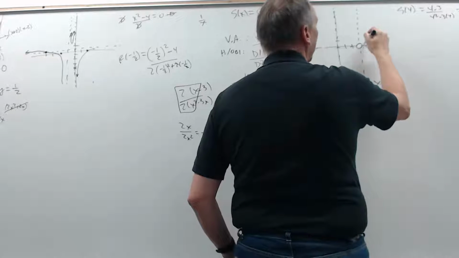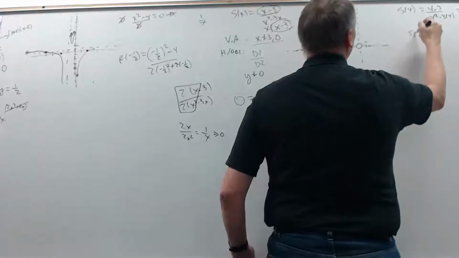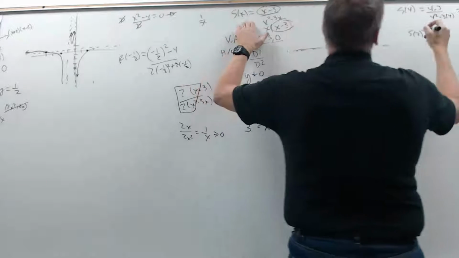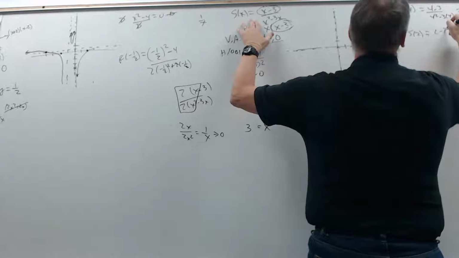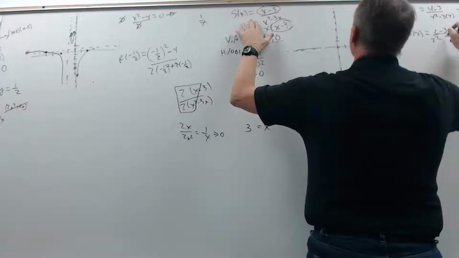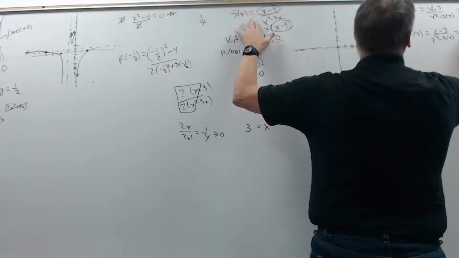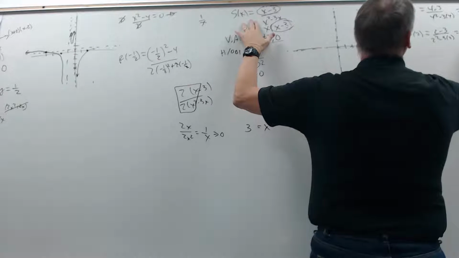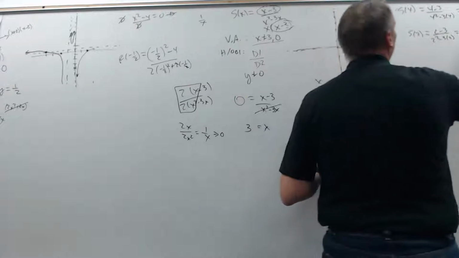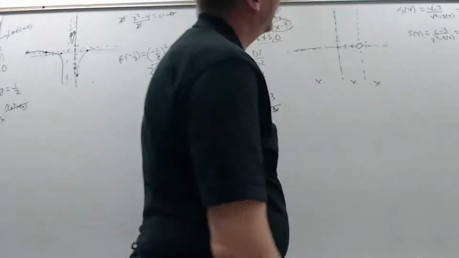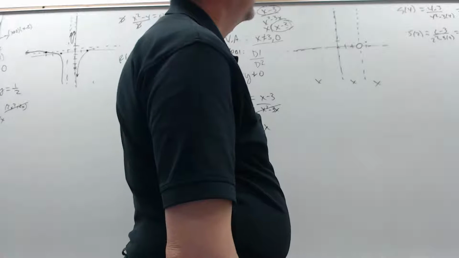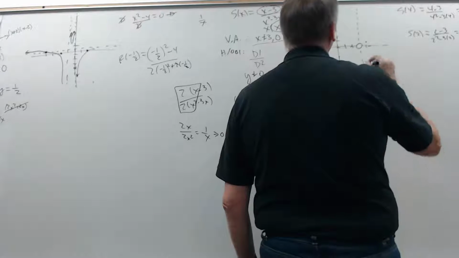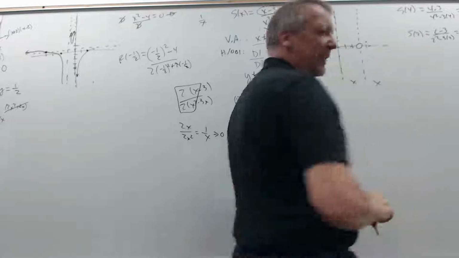Let's pick another point. Let's pick S of 2. Okay, 2's in this region. S of 2 is 2 minus 3 over 2 squared minus 3 times 2. Negative 1 over 4 minus 6 is negative 2. So that's positive, did I do that right? Yeah. Positive 1/2. 2 is positive, is that right?